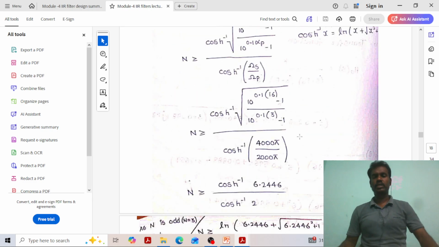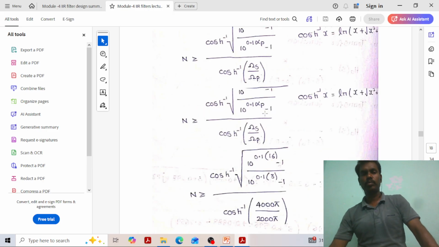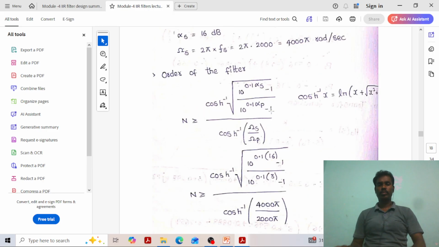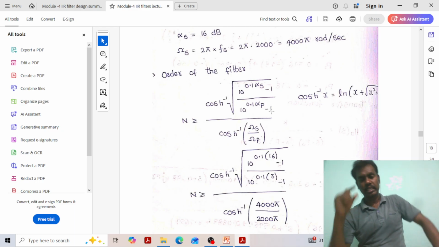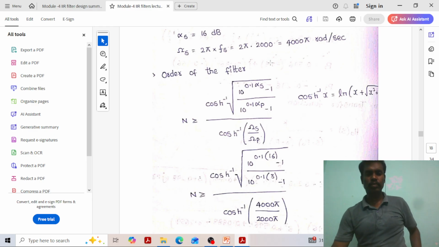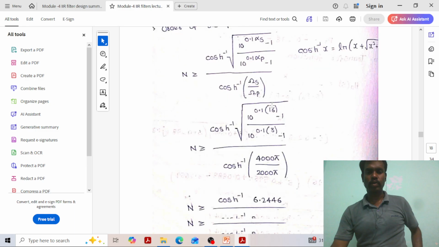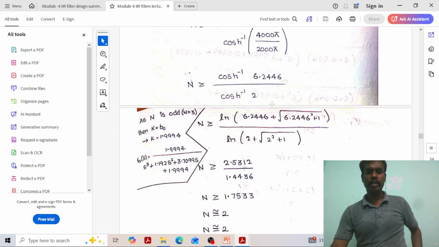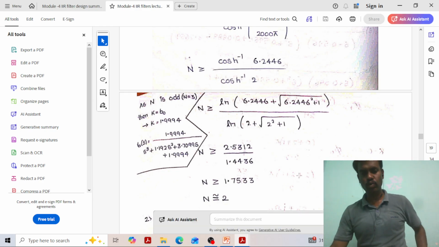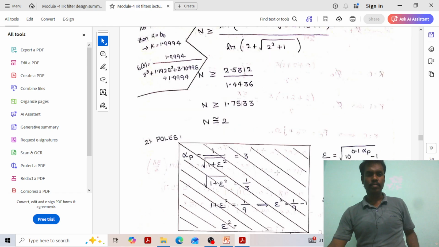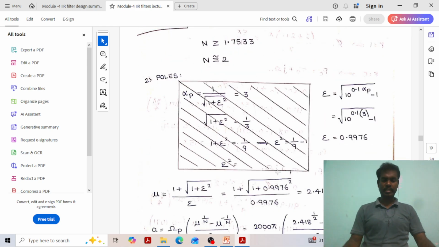For the Chebyshev, it is cosh inverse of square root of (10 power 0.1 alpha s minus 1) by (10 power 0.1 alpha p minus 1), divided by cosh inverse of omega s by omega p. If you substitute alpha s, alpha p, omega s, omega p, we will get an n value. So here n is greater than or equal to 1.7533. We want to round it off to the next higher integer. So the next higher integer is 2.